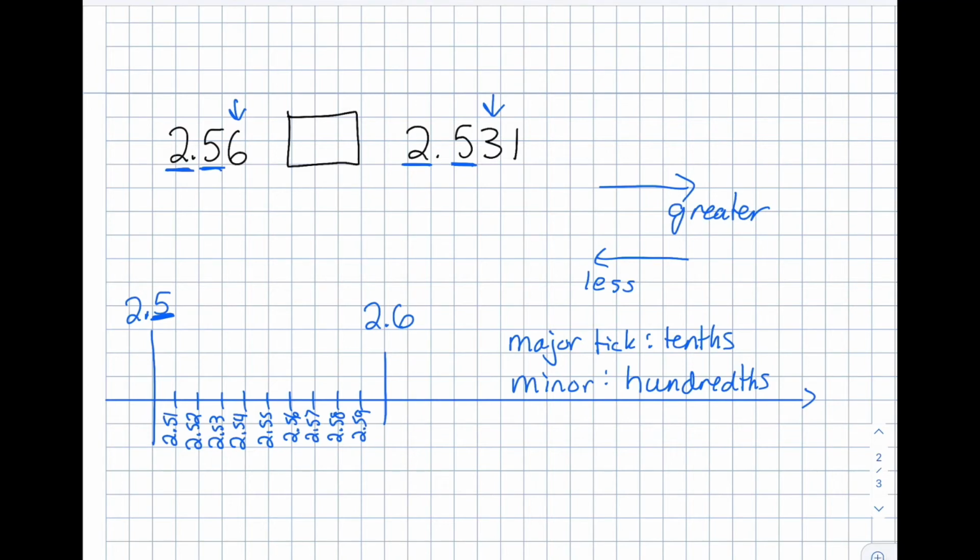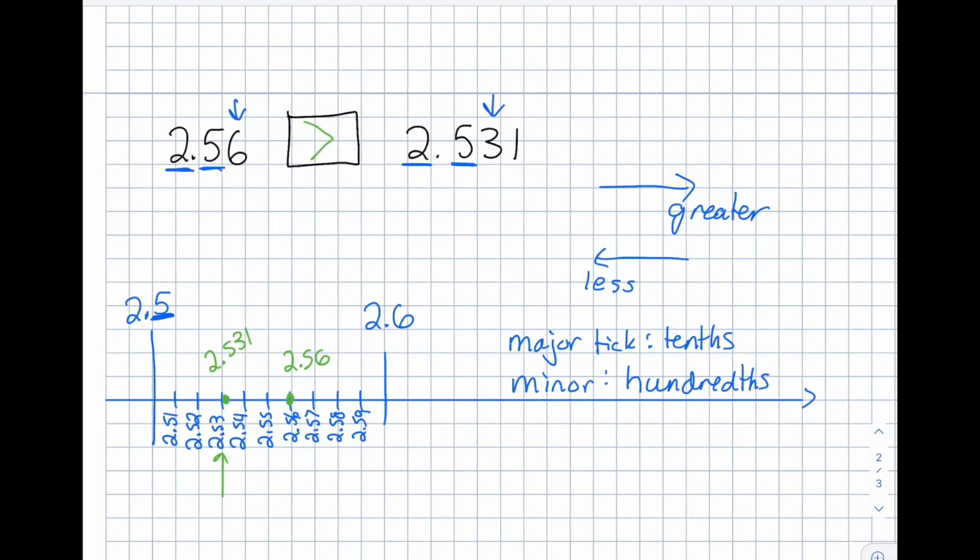Now we can plot our numbers. There's a spot for 2 and 56 hundredths. And then for our other number, well, we have the 2, we have the 5, we have 2 and 53 hundredths, and then we have another thousandth. So that'll be just to the right. We'll have 2 and 531 thousandths. So the number to the right is 2 and 56 hundredths, so it'll be the larger number.